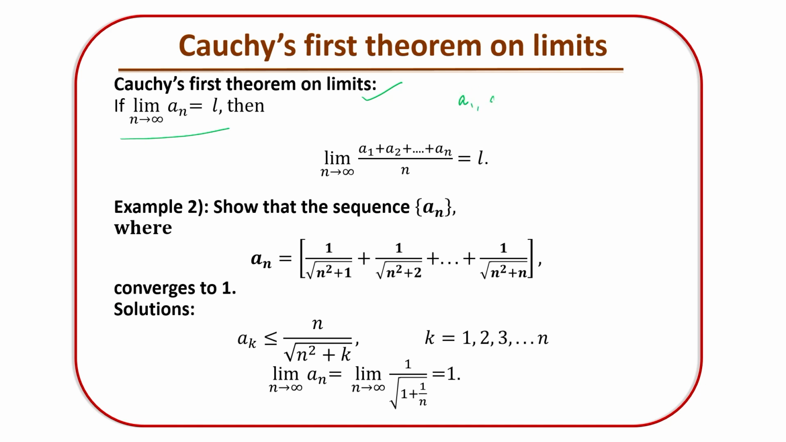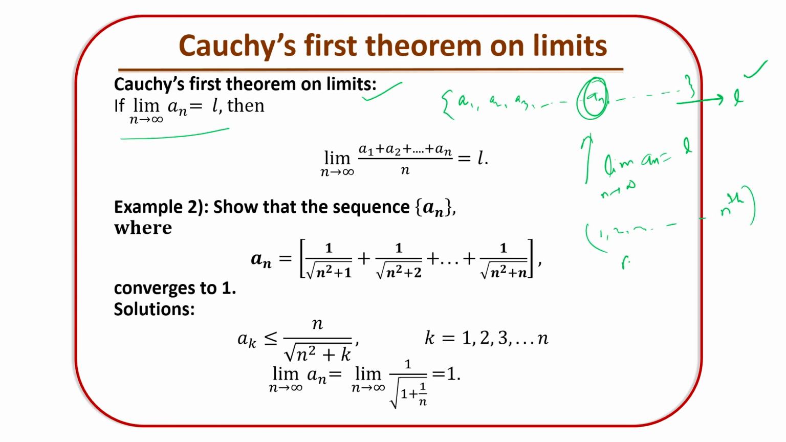So let me explain. We have a sequence a1, a2, a3 and an, and so on. If the limit as n tends to infinity of an is L, that means the sequence converges to this point L, then the average of the first n terms, 1 by n times (a1 plus a2 plus up to an), also converges to the same limit L.